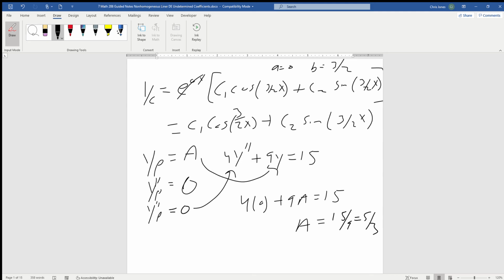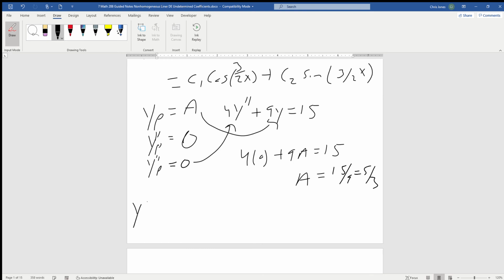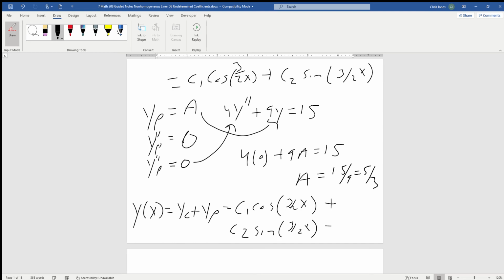And so that means that our solution, which I'm going to call y of x, is going to be equal to the complementary plus the particular, which is going to be equal to, remember, c1 cos 3/2 x plus c2 sine 3/2 x, and then plus the 5/3.